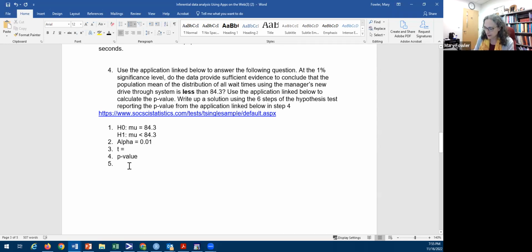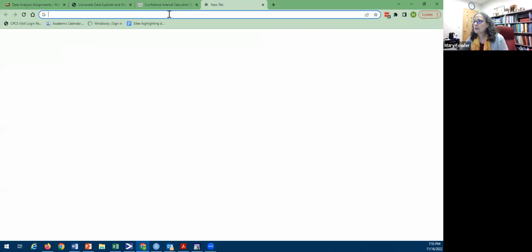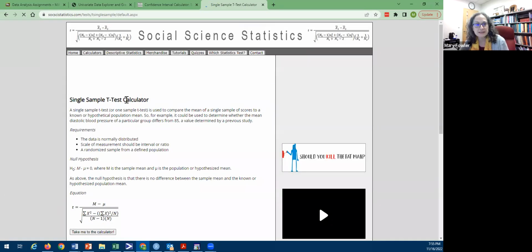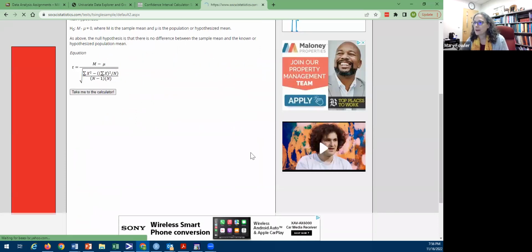So let's go ahead. I'm just going to set it up, right? Because this is how I usually do it. So we'll get the p-value, we'll pop it in there, and we will compare it to alpha, which we know is 0.01. All right, so we have to go off to the website now. Let's go ahead and grab the address. So this is the t-test calculator. And take me to the calculator.